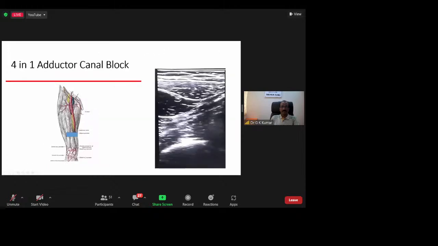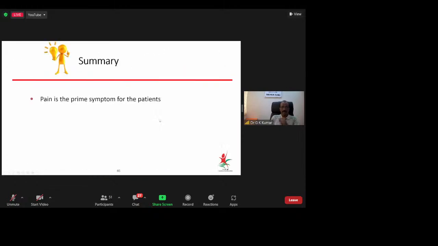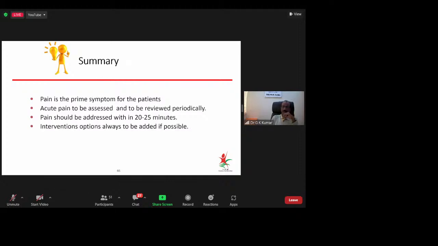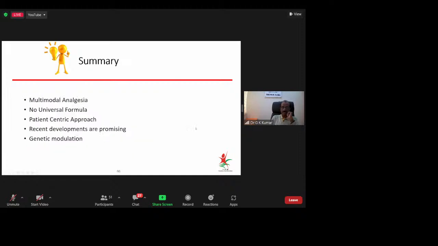In summary, pain is the prime symptom for patients, so we have to treat it at any cost. Acute pain is to be assessed and reviewed periodically. If you are not assessing the pain, you cannot treat it. Pain should be addressed within 20 minutes, a maximum of half an hour; treatment should be started within half an hour. Interventional options should always be added if possible. Awareness, acquiring skill and application are the key to alleviating acute pain, and treating acute pain means vaccination against chronic pain.